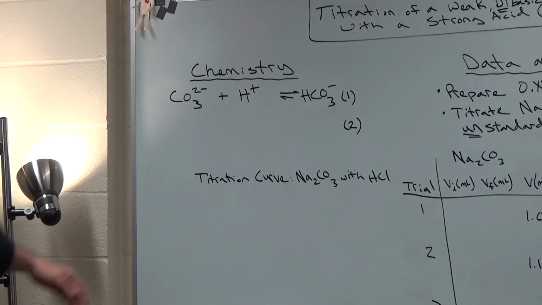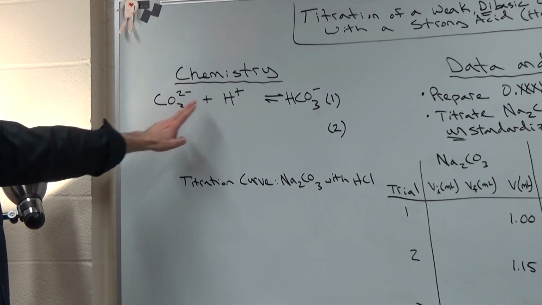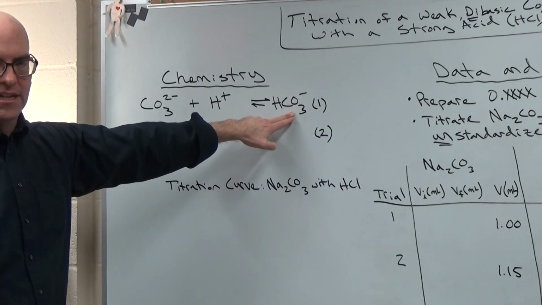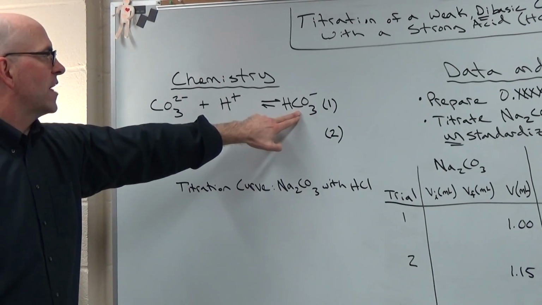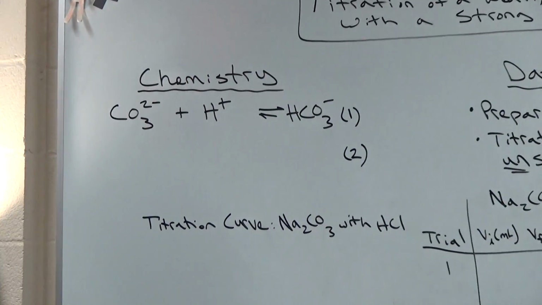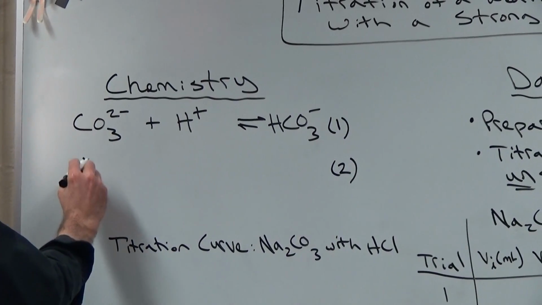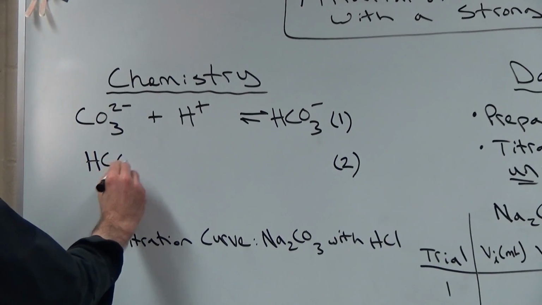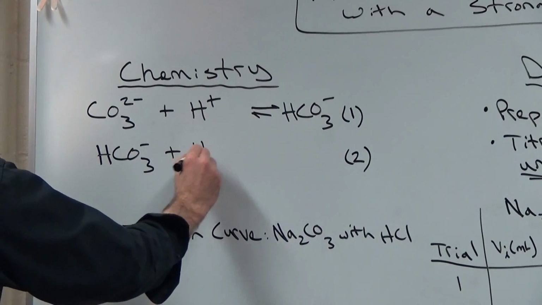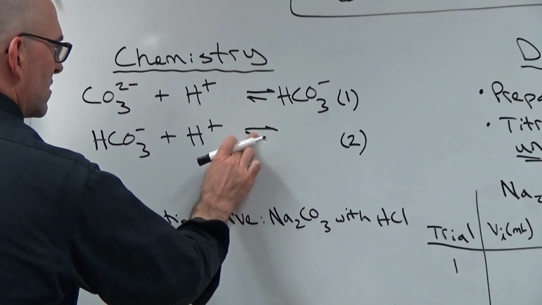And that's the first endpoint. So this is dibasic. So you neutralize the carbonate with hydrochloric acid, and you produce what's called the bicarbonate ion. So that's the first step. That's the first endpoint that you're going to do. So you're going to see two color changes today, or in lab. Then you take that bicarbonate and keep going. Then once you're past the first endpoint, you continue the titration to the second endpoint.